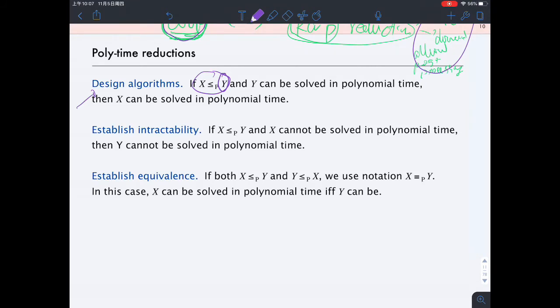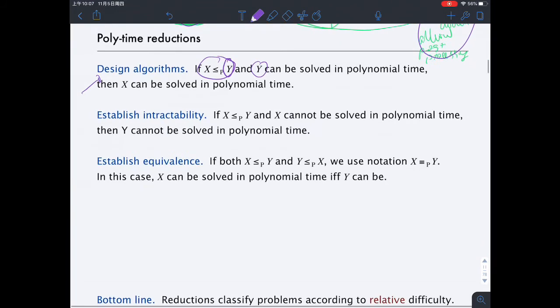But if we somehow manage to show that x is polynomial time reducible to y, and we also know there's an algorithm for solving y, then basically we indirectly construct an algorithm for solving x. So this is the first utility of establishing this reduction. If we have an algorithm for y, then we will automatically have an algorithm for x when we establish the reducibility between these two problems.